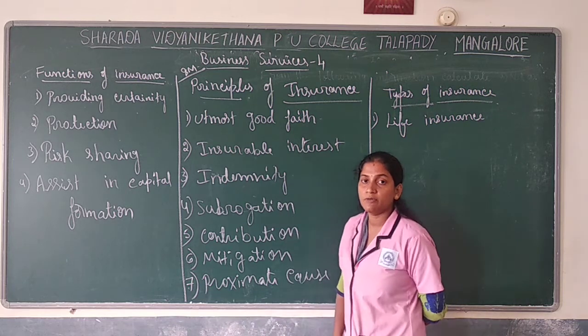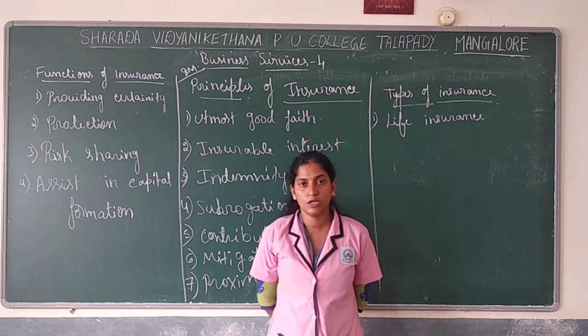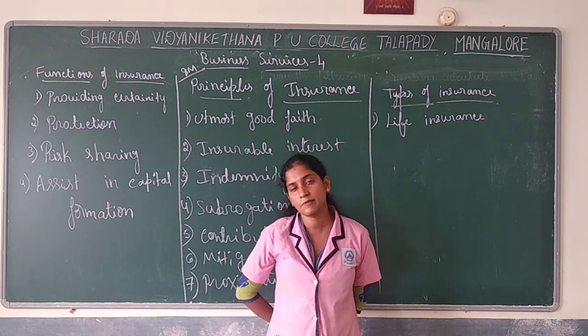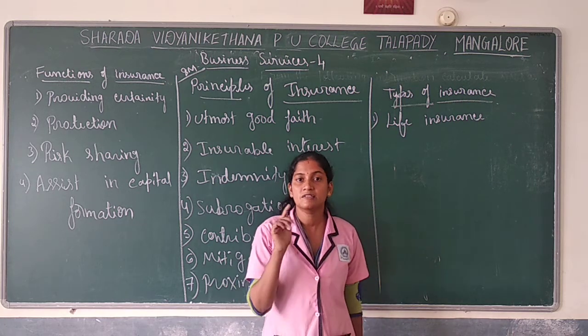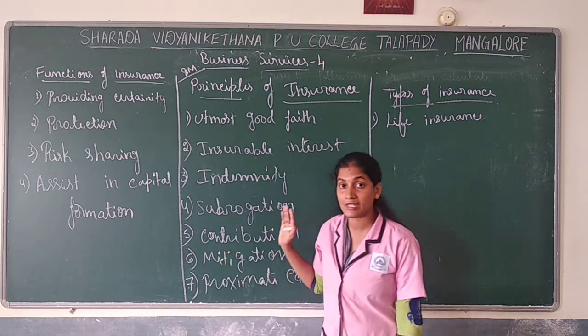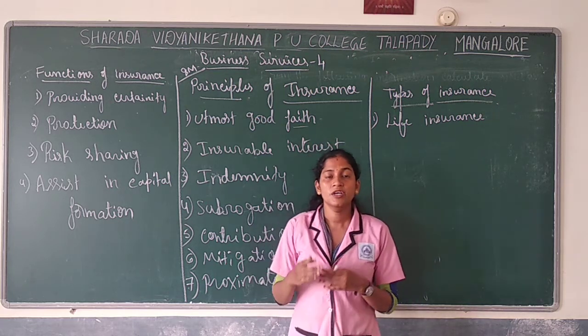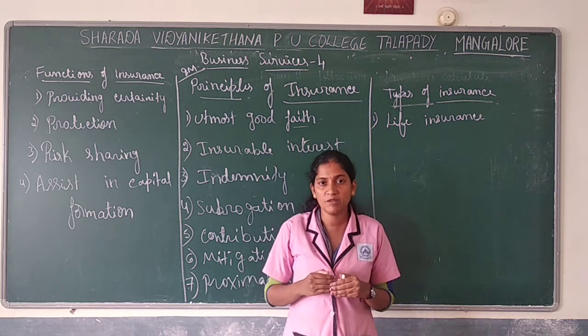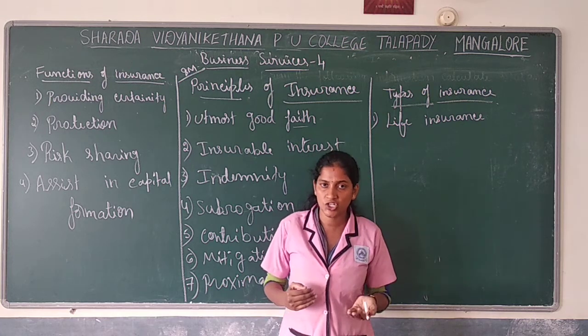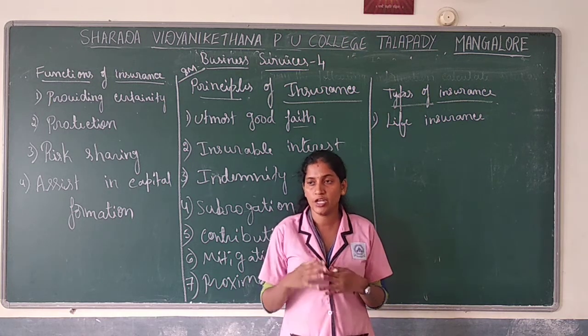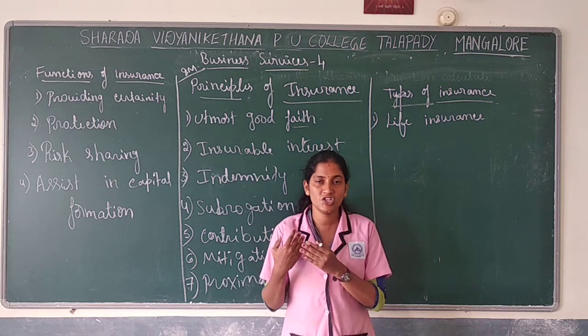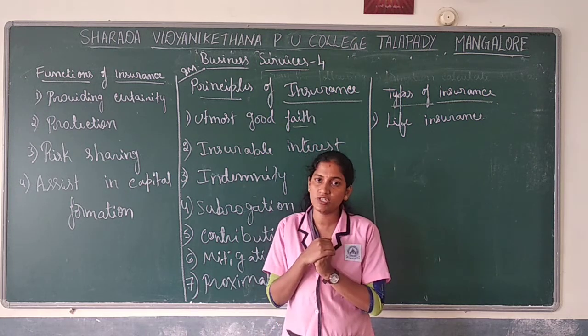First one, utmost good faith, not 80. It is not 80 students. Many of you people will write 80. It's duty. Utmost good faith. What is utmost good faith? Faith is nothing but it's a trust, correct? So there should be a good relationship between insured as well as insurer. Means there should be trust between the insurance company as well as the person who is taking the policy.